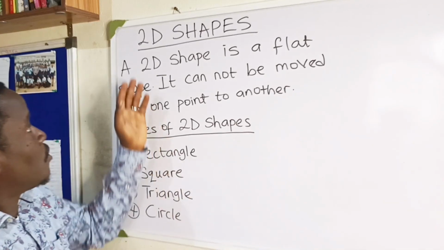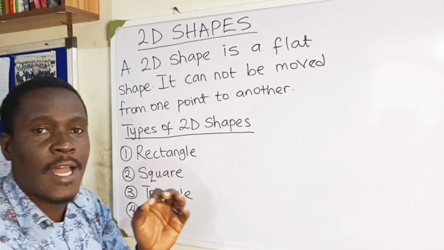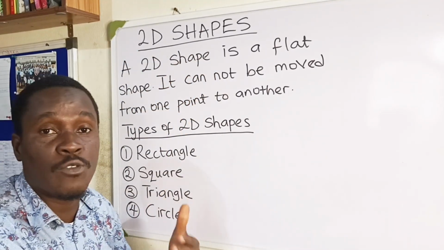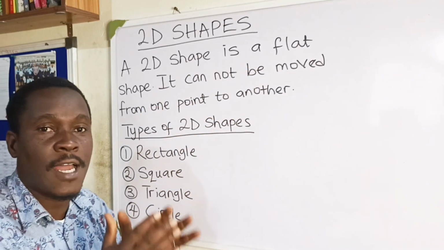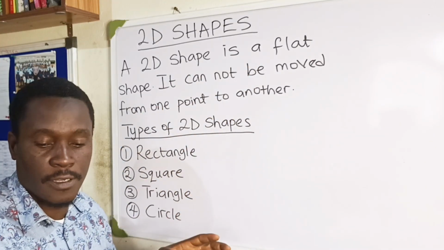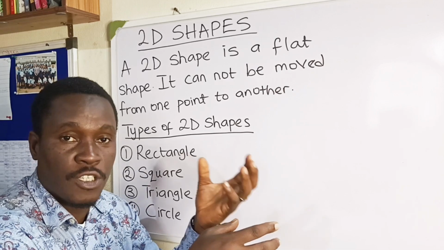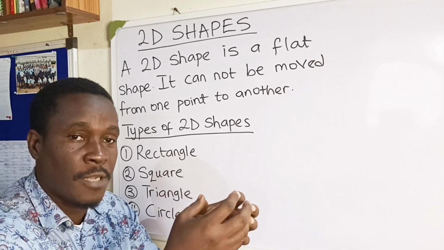Let's go. So 2D shapes. What are 2D shapes? Or what is a 2D shape? A 2D shape is a flat shape. 2D shapes cannot be moved from one point to the other. Basically, shapes are divided into 2D shapes and 3D shapes. 2D shapes are flat shapes.